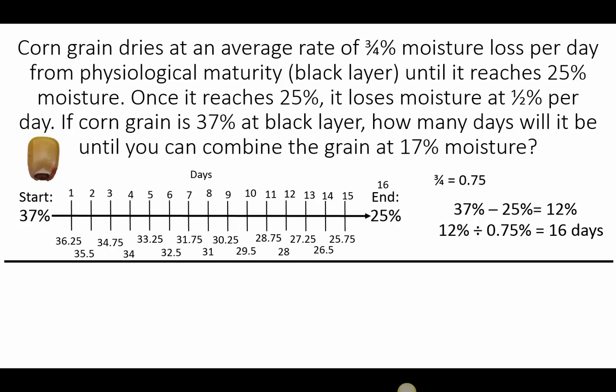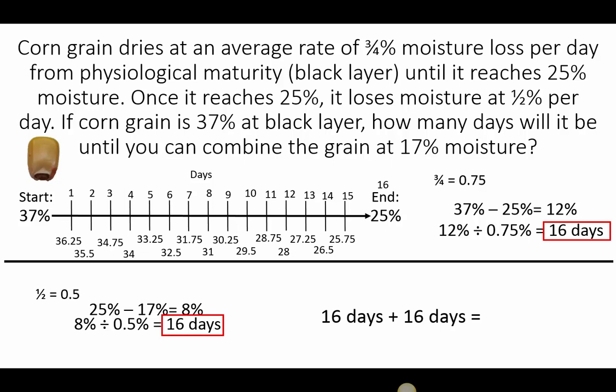Now we are at 25% moisture and need to get down to 17% moisture so that we can combine our field. There's 8% moisture that we need to lose. Every day we lose 0.5% moisture, so 8 divided by half, or 0.5, equals 16 days. If we add these 2 times together, 16 days plus 16 days, it would give us a total of 32 days that we need to wait before we can combine our grain.